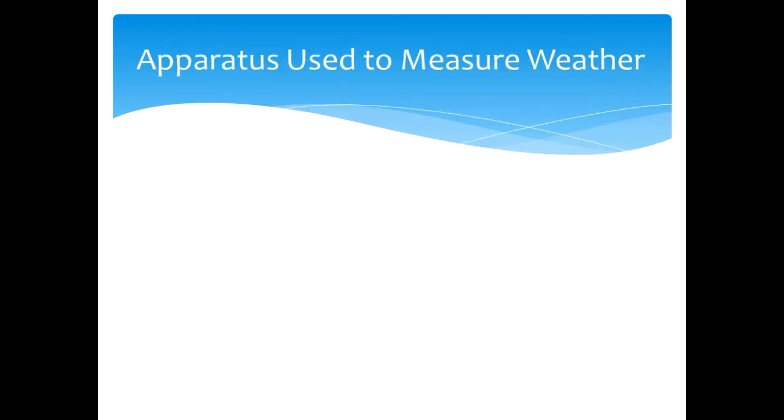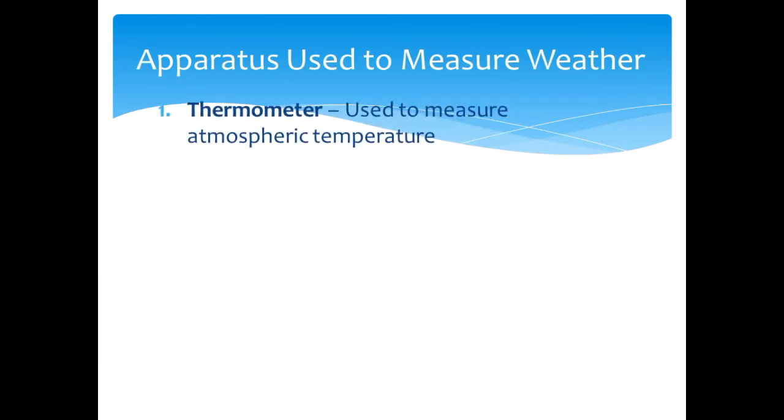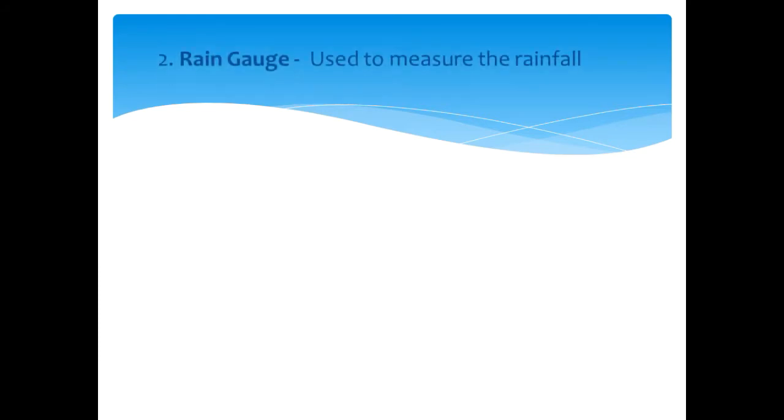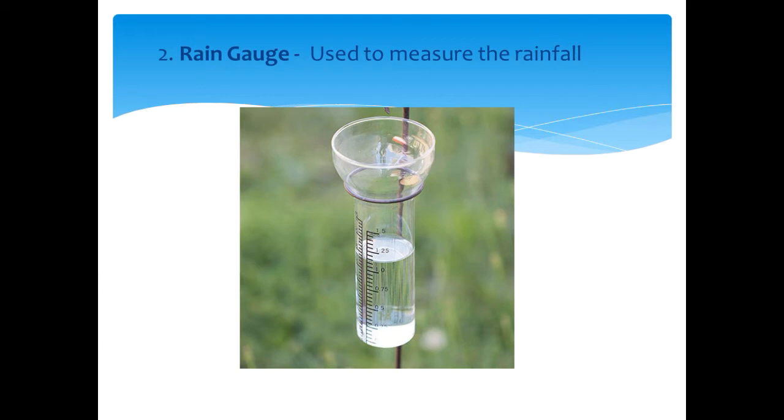Let's learn about apparatus used to measure weather. Number 1, thermometer. Thermometers are used to measure the atmospheric temperature. Rain gauge. It is used to measure the rainfall. The rainfall during 24 hours is measured using a rain gauge.